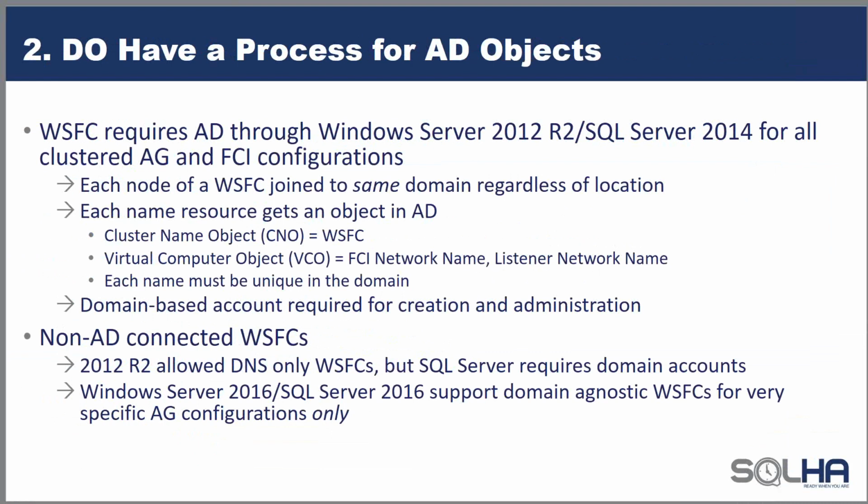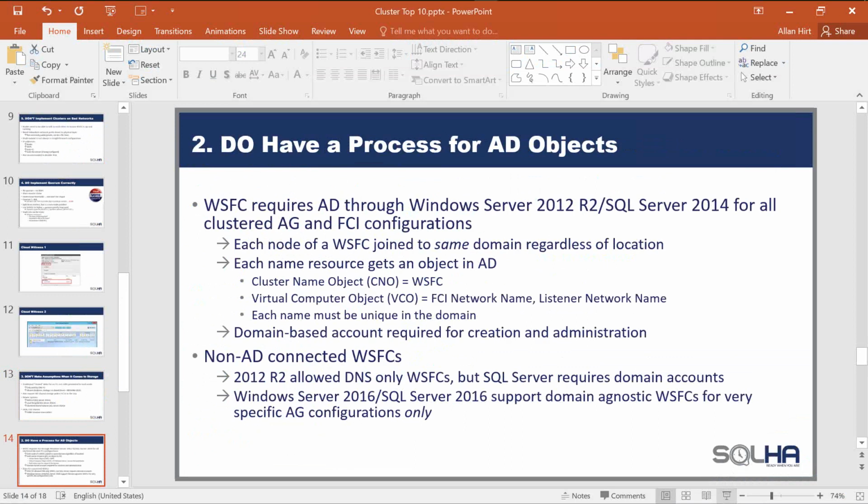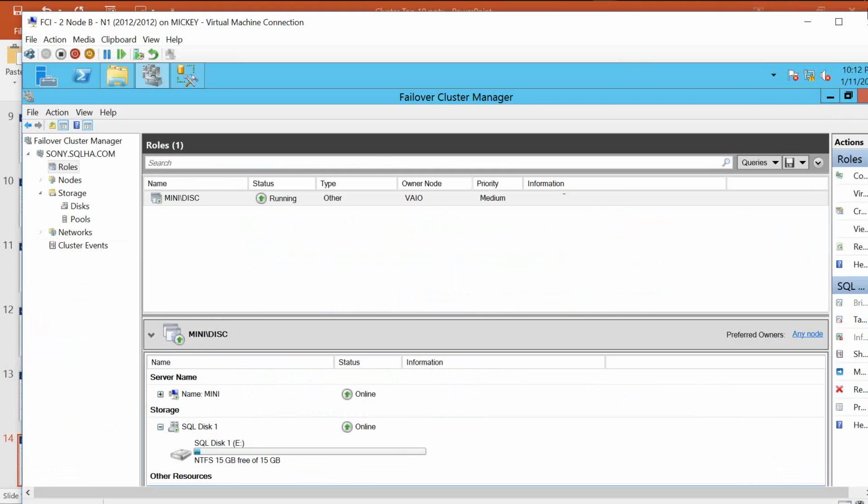Now, the challenge here, though, is if you're using Kerberos, Kerberos isn't supported in that configuration. So, you know, there are trade-offs you're making here. If you want to simplify things a bit, you lose a few things. But in Windows Server 2016, there is the option with AGs to not use Active Directory. So what does some of this look like?